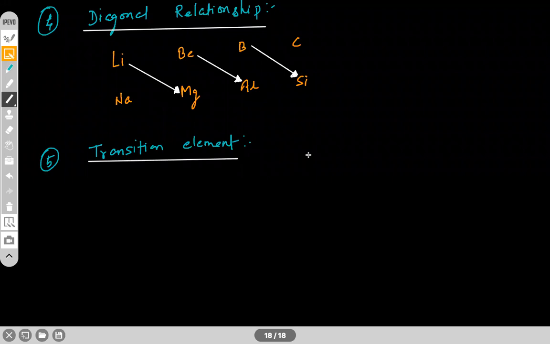Transition element. These are the d block elements which have unpaired d electrons.